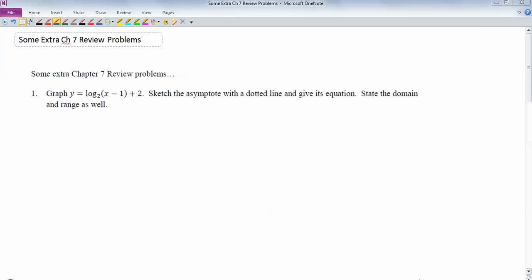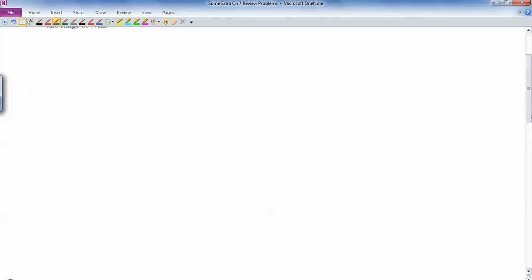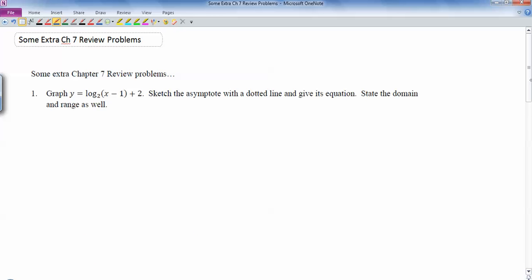Okay, so here are a few more Chapter 7 review problems. The first one is graphing a log. Then later on, it's evaluating a couple different log terms. And the last one will be one of those expansion type things. So the first one, graphing a log.